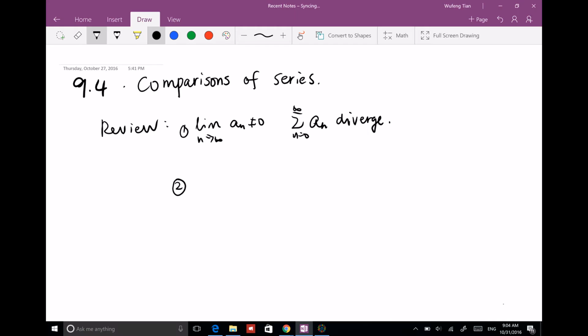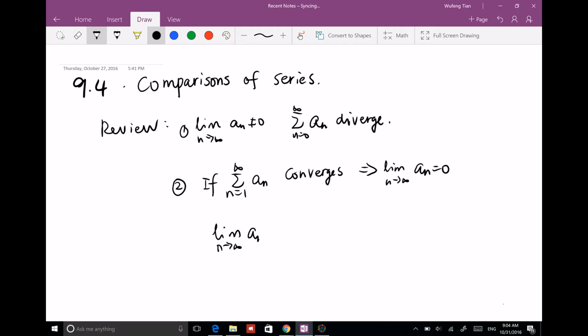Second, if the series from n equals 1 to infinity of a_n converges, well, we must have the limit as n goes to infinity of a_n equals 0 for sure. But if the limit as n goes to infinity of a_n equals 0, it will not guarantee that the series will converge, okay? It does not guarantee the series converges.